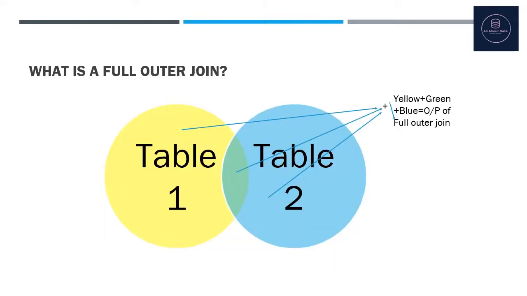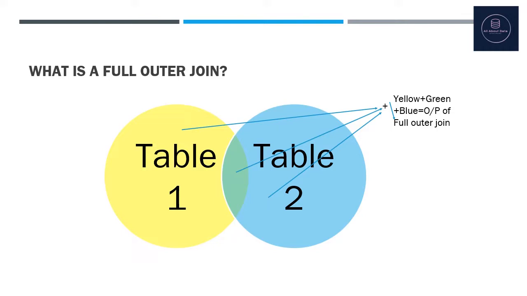In our earlier session, we have seen that the left outer join represents data from the complete left table and whatever data maps in between table 1 and table 2. And a right outer join represents the data from the complete right table and whatever is the overlap between table 1 and table 2. Now a full outer join represents data from table 1 and table 2 irrespective of whether there is a map or not.